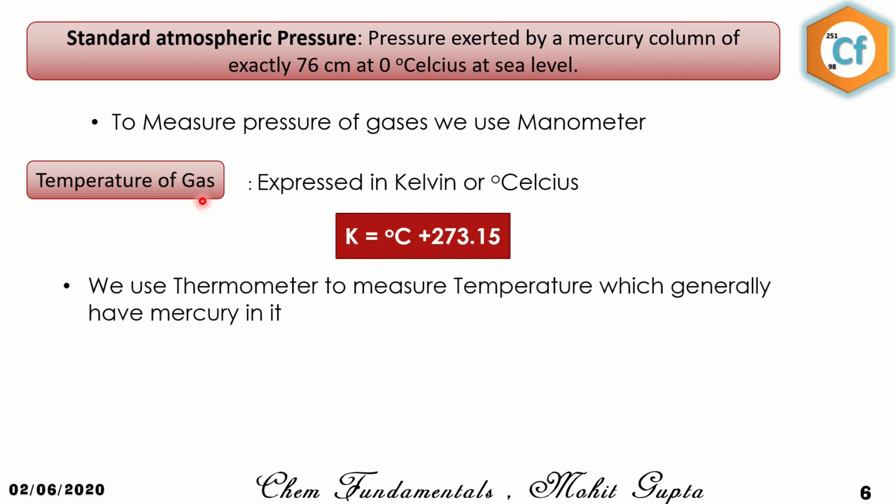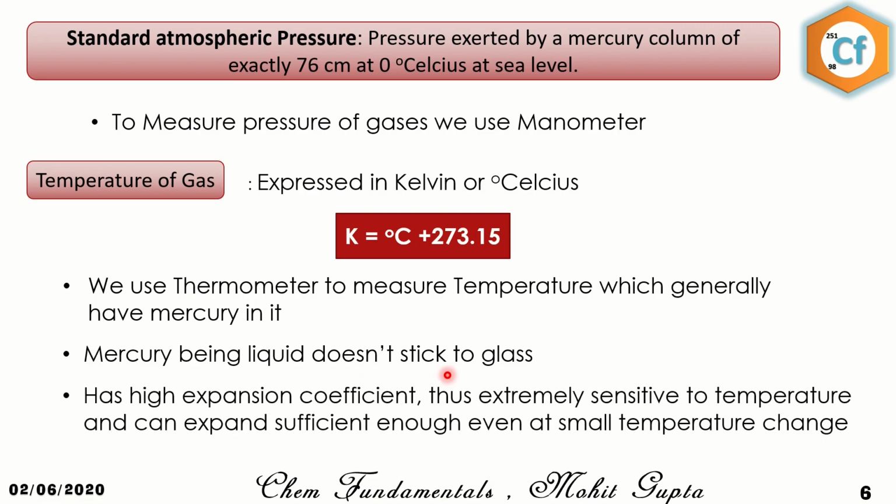To measure temperature, we generally use a thermometer, and thermometers are generally equipped with mercury. And why do we use mercury? First of all, mercury being a liquid, it doesn't stick to the glass, obviously. Moreover, it has a very high expansion coefficient, which means it is extremely sensitive to temperature and it can expand sufficiently even at a small temperature change. So if the change is of 0.1 degrees Celsius, the mercury would expand sufficiently that we can easily measure the difference in the height or difference in the mass.